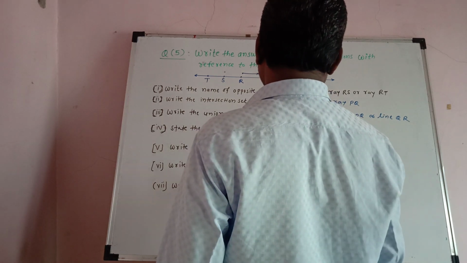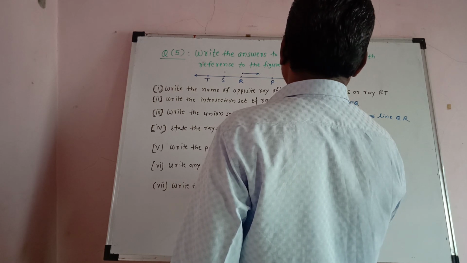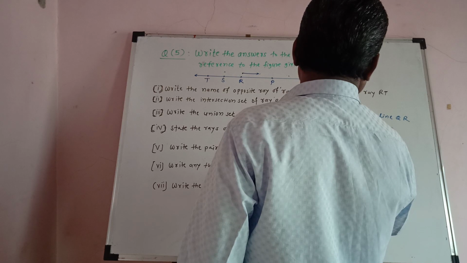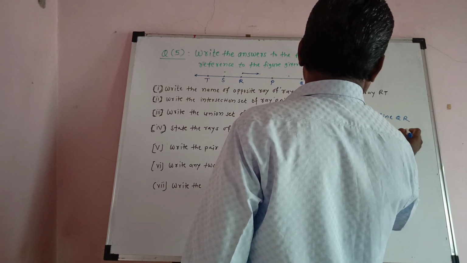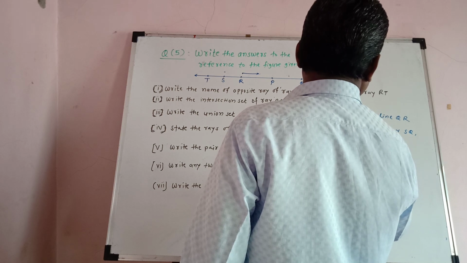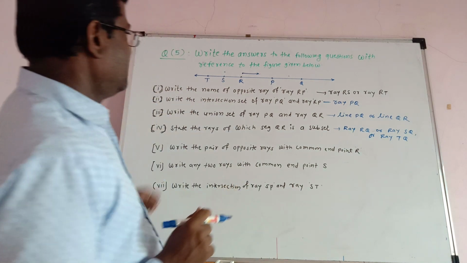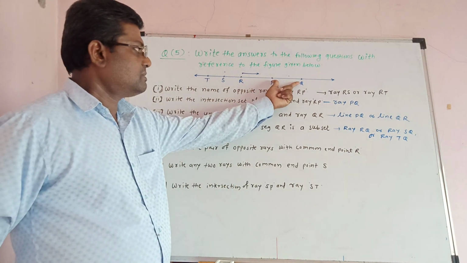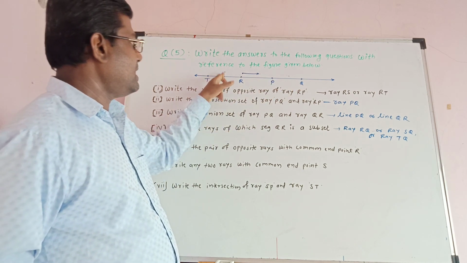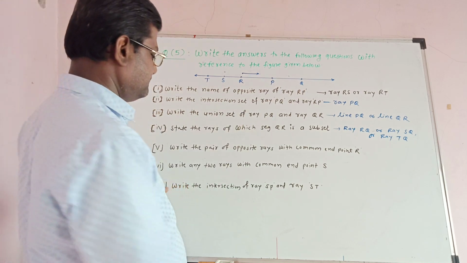State the rays of which segment QR is a subset. Answer is ray RQ or ray SQ or ray TQ. TQ also. Segment PQ is a subset of ray RQ or ray SQ or ray TQ also.